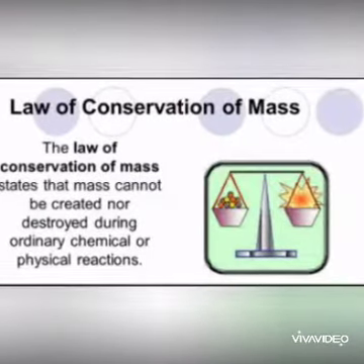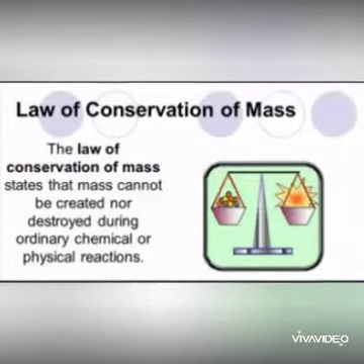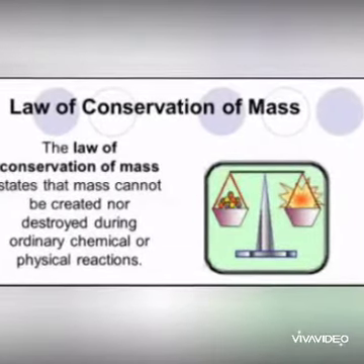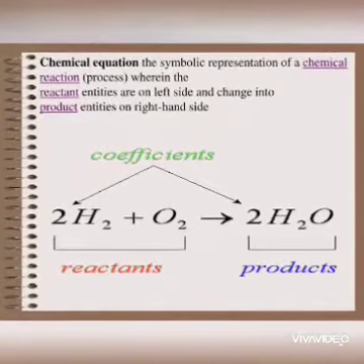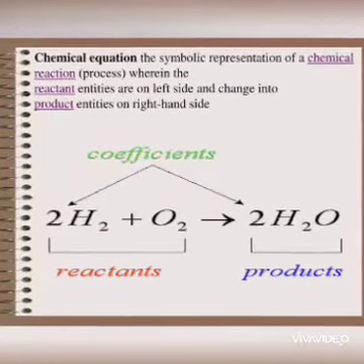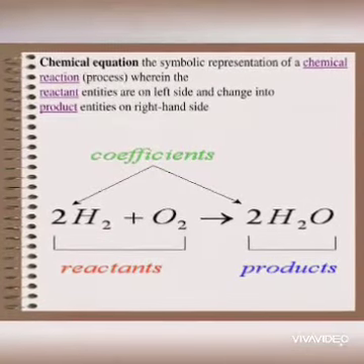So, a chemical equation is a symbolic representation of a chemical reaction. The reactants are always on the left hand side of the equation and products are always on the right hand side of the equation. You can just pause the video to understand it better.